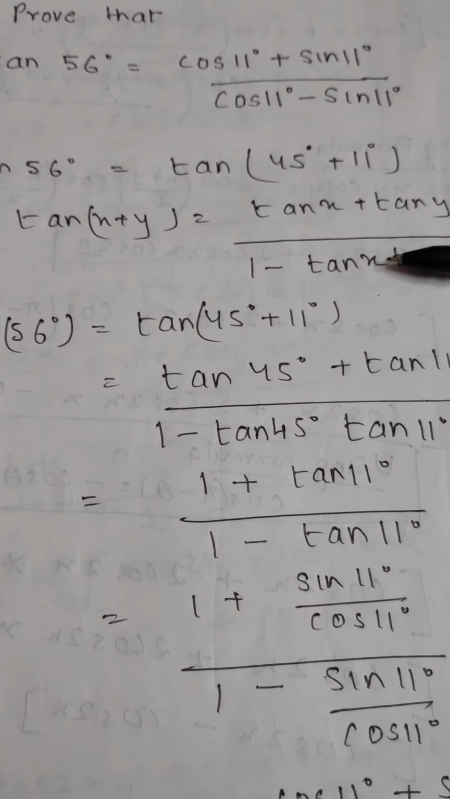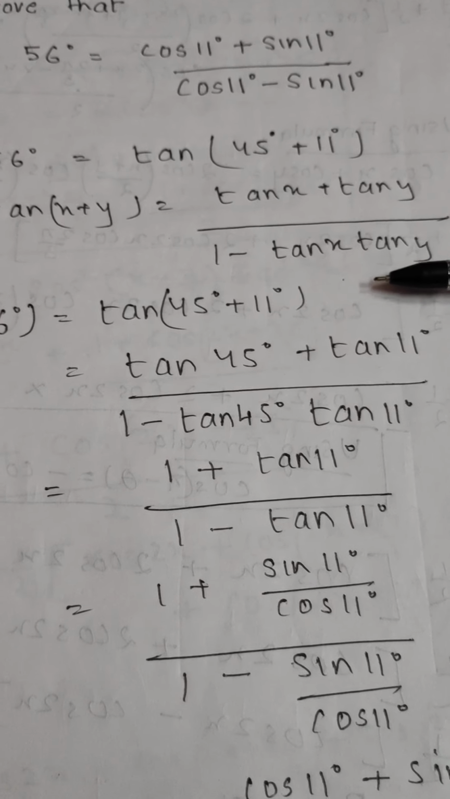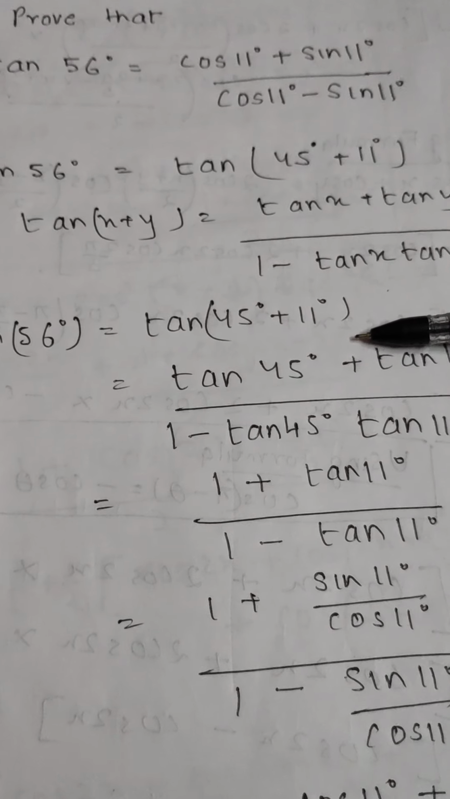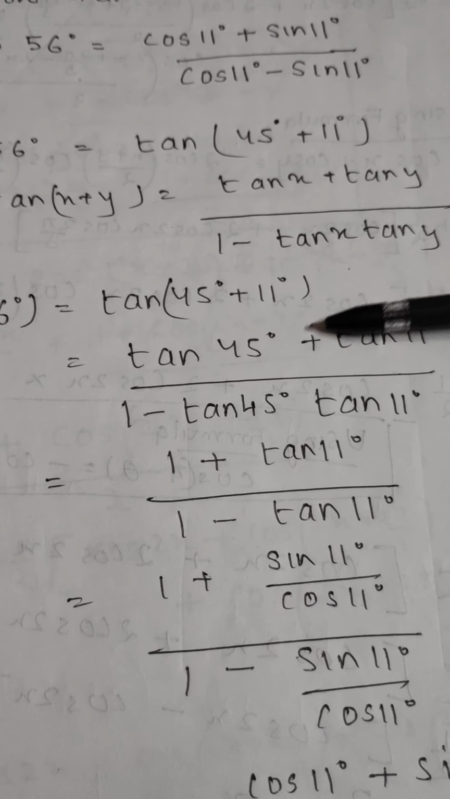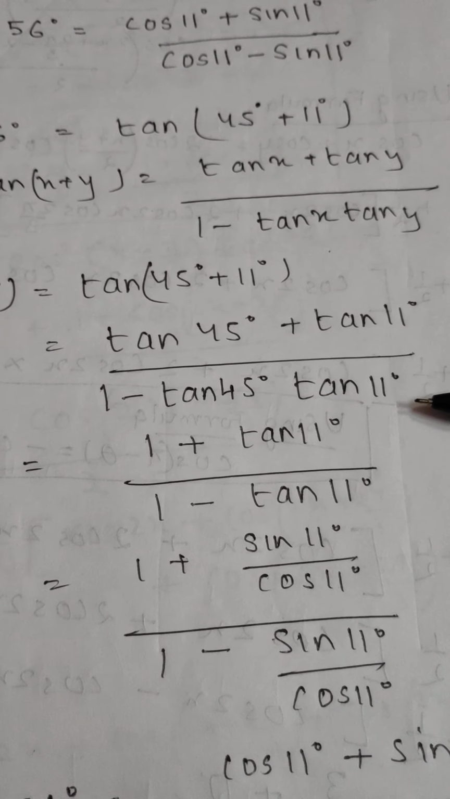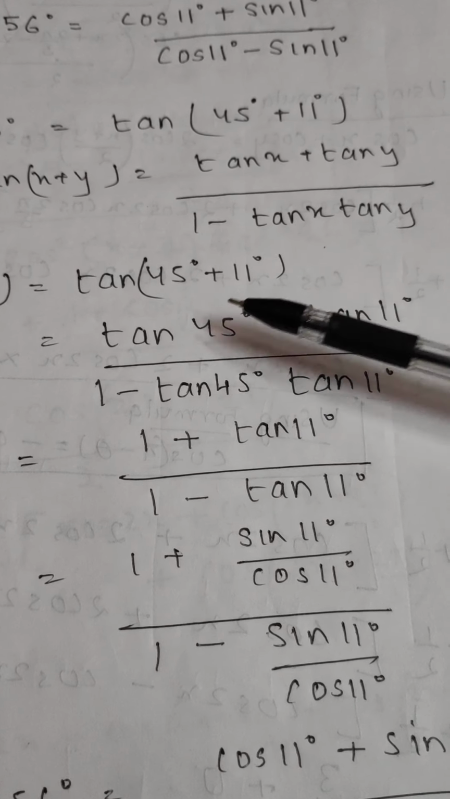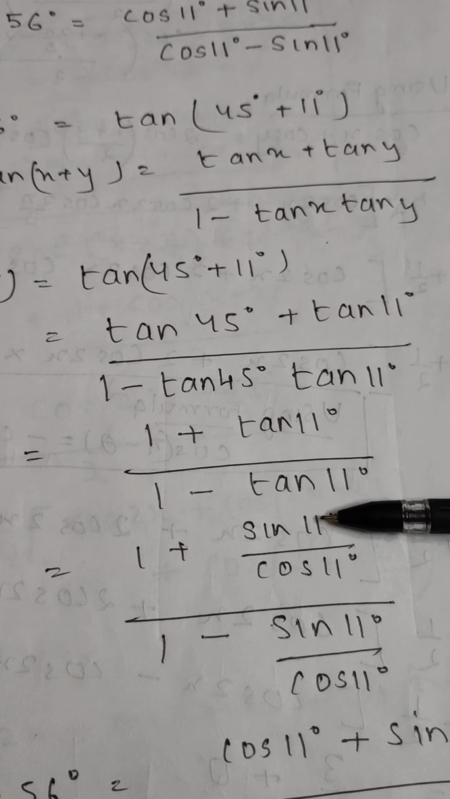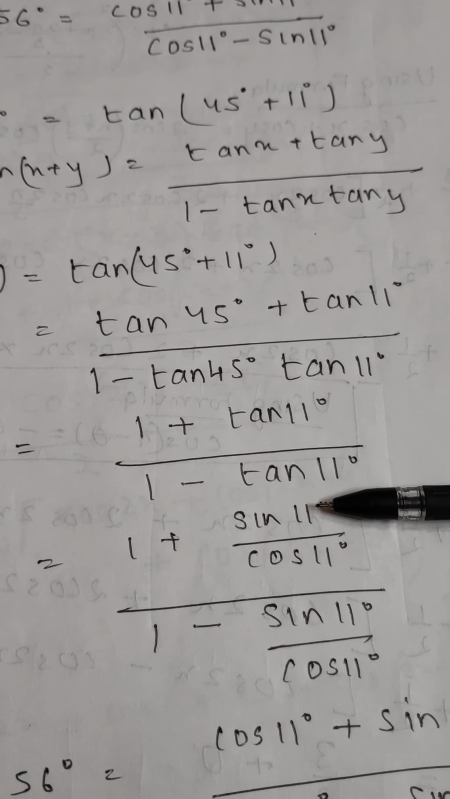Using the formula tan (x plus y) equals (tan x plus tan y) upon (1 minus tan x tan y), we can solve this question. Tan 56 is written as tan (45 plus 11), which is (tan 45 plus tan 11) upon (1 minus tan 45 tan 11). Tan 45 we know is 1, so it is (1 plus tan 11) upon (1 minus 1 into tan 11), which leaves tan 11. Let us convert tan 11 into sin and cos.